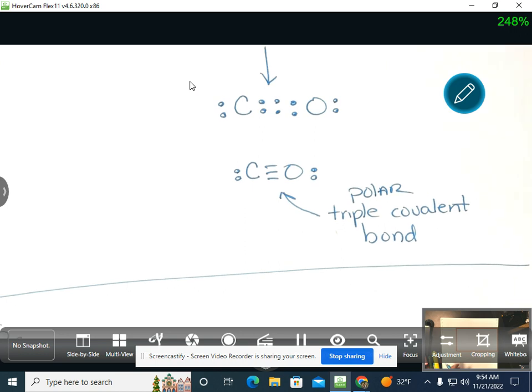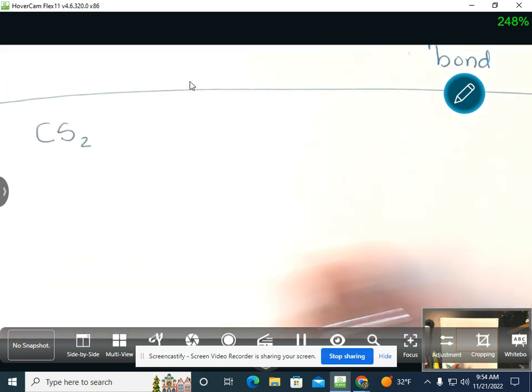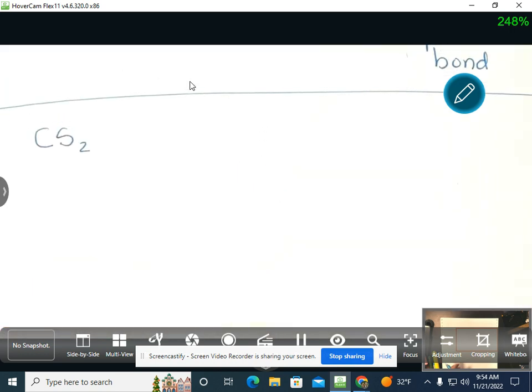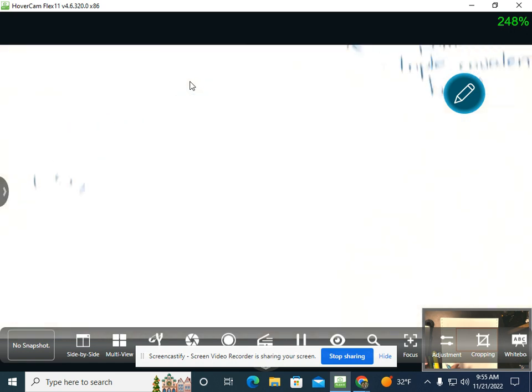CS2. There's trigonal planar and trigonal pyramid. But you only have to know trigonal. Okay, for Regents level, you just have to know trigonal. We'll do this one when we come back.